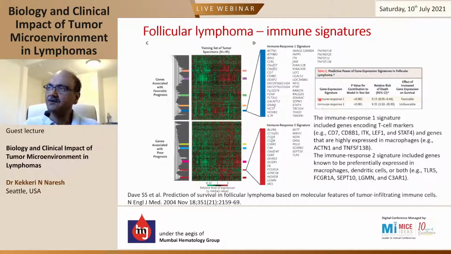In patients where the immune response type 1 genes were prominent, these patients had a favorable impact on survival, whereas those patients where immune response 2 messages were prominent had a very unfavorable outcome. So this was one of the first papers on gene expression which showed that the immune signature, the signature coming from the immune cells, was important for patient outcome.